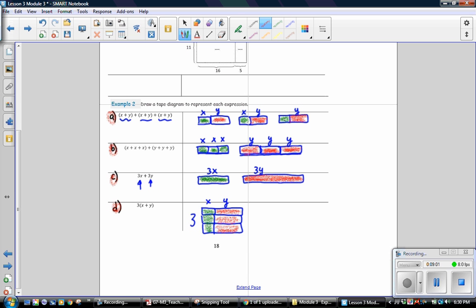Part B, this is in expanded form. Part A is also in expanded form. C is considered standard form because like terms are gathered.